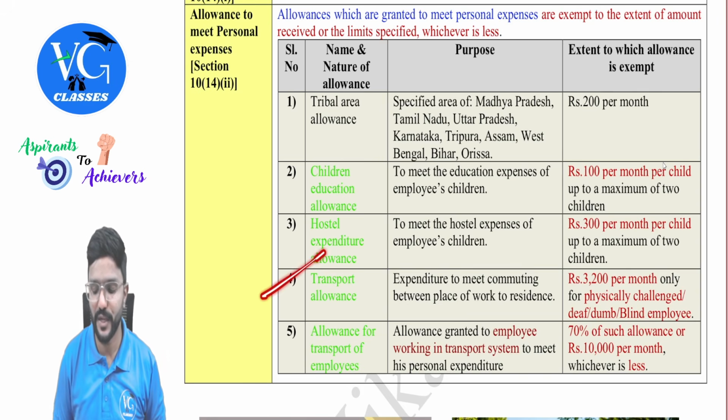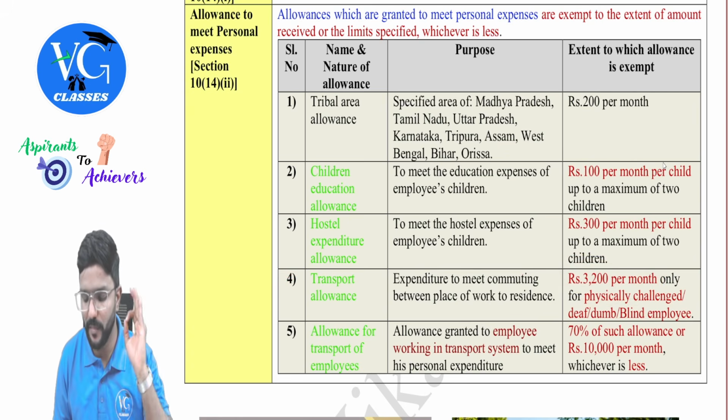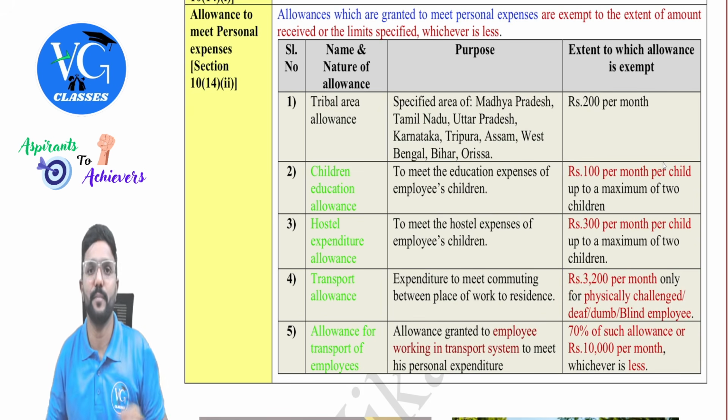Okay. Then transport allowance is exempt to the extent of 3,200 per month, but it is available only for physically challenged, deaf, dumb, and blind employees.